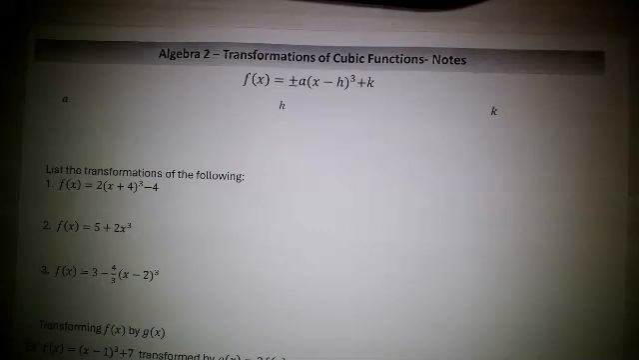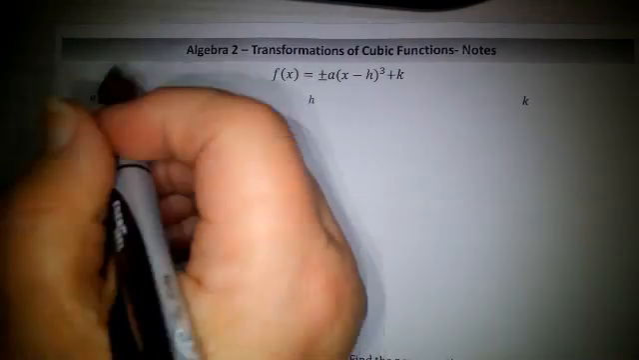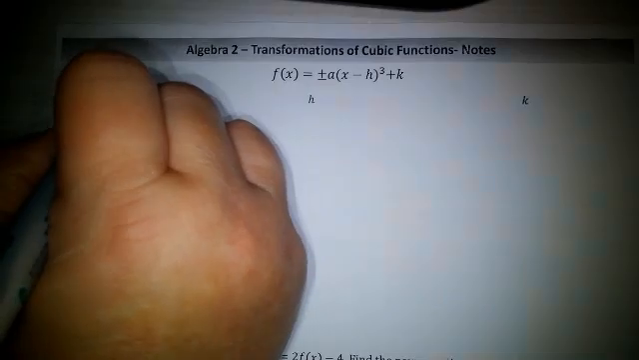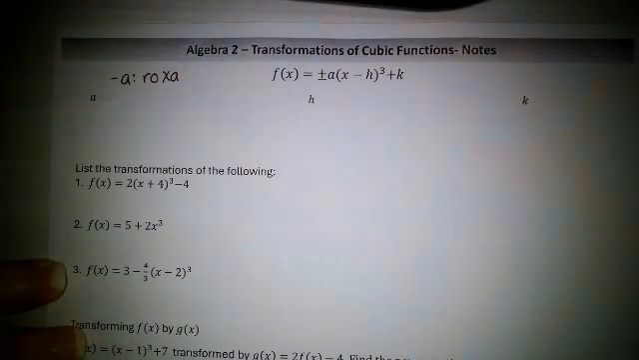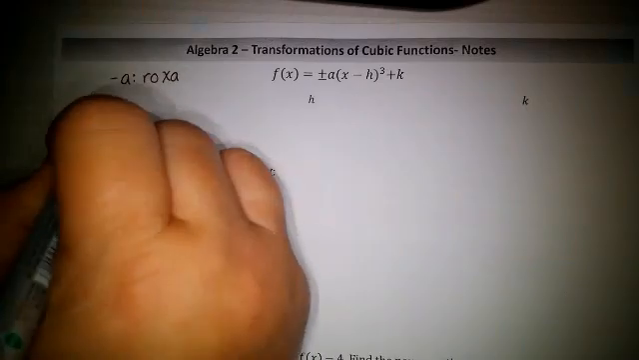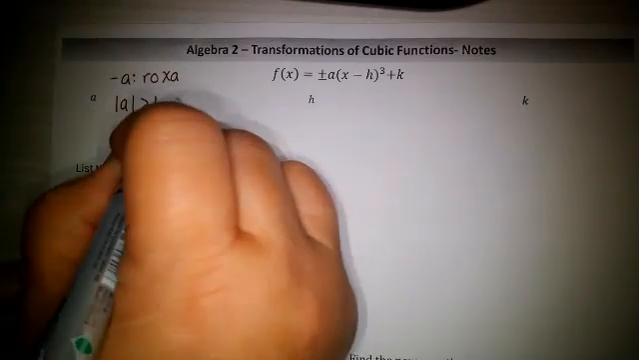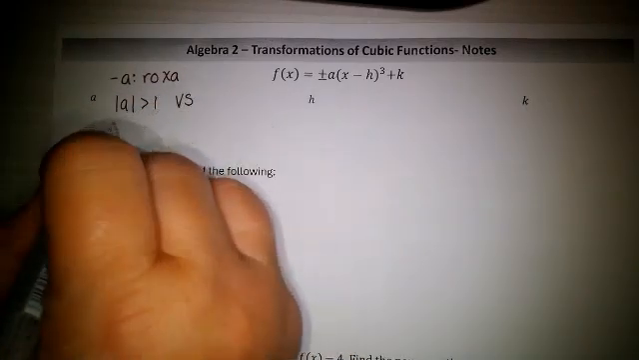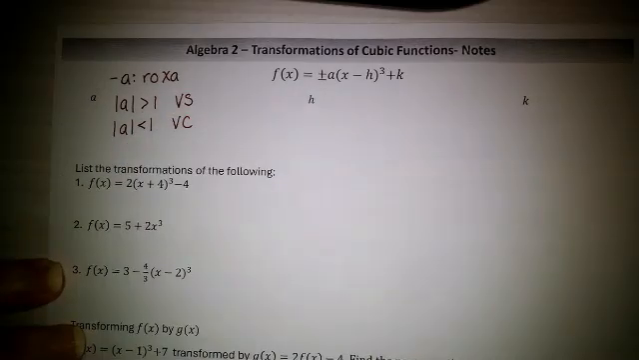We're going to talk about the transformations of cubic functions. So we want to do a quick reminder. The a value in the front, if it is a negative a, that's a reflection over the x-axis. After you deal with the negative, if a absolute value is greater than 1, it's a vertical stretch. If the absolute value of a is less than 1, it's a vertical compression.